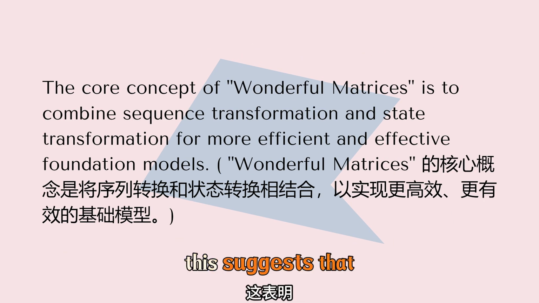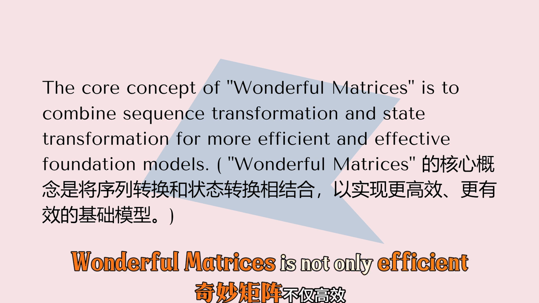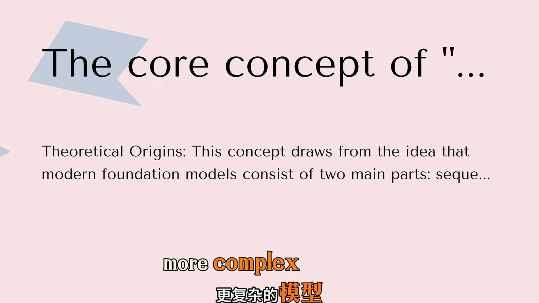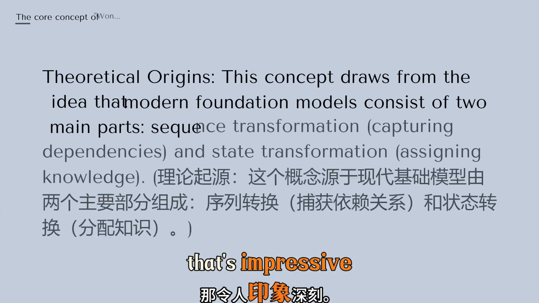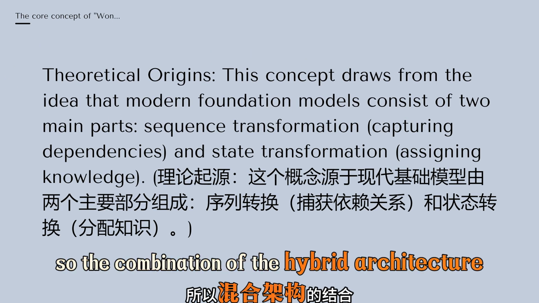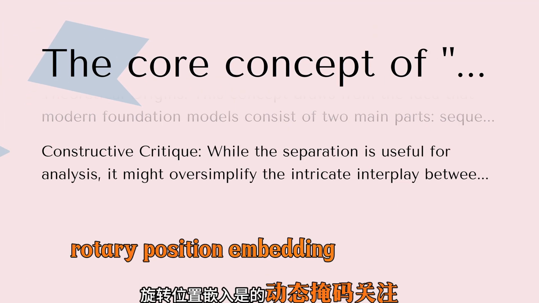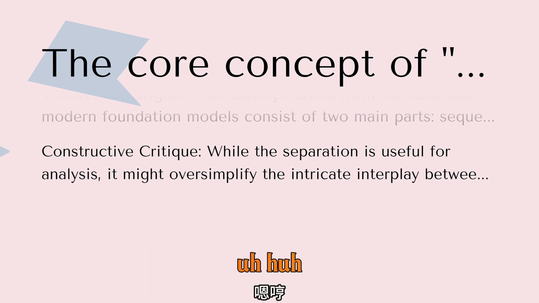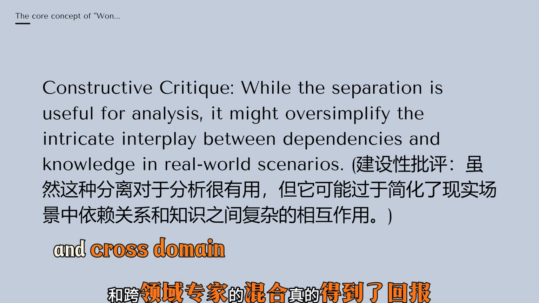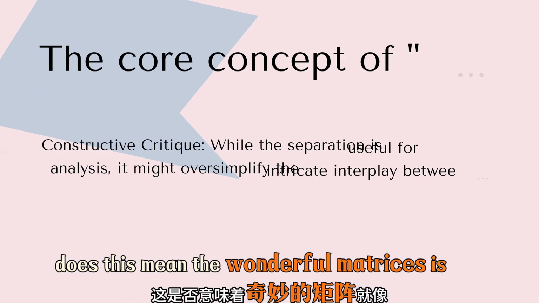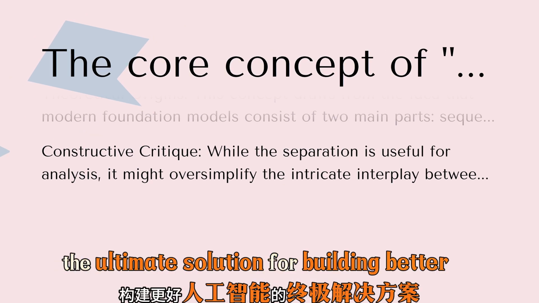Especially as the models were scaled up to billions of parameters. This suggests that wonderful matrices is not only efficient, but also highly effective, especially when dealing with larger, more complex models. That's impressive. So the combination of the hybrid architecture and the three innovations, rotary position embedding, dynamic mask attention, and cross-domain mixture of experts really paid off. They did. Does this mean the wonderful matrices is like the ultimate solution for building better AI?